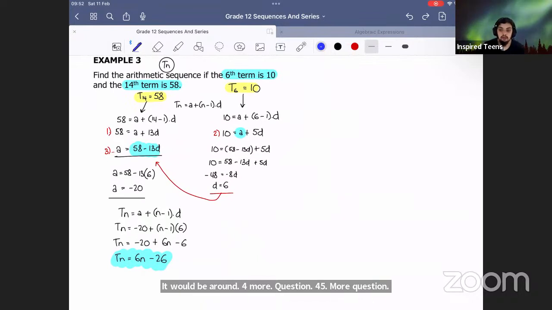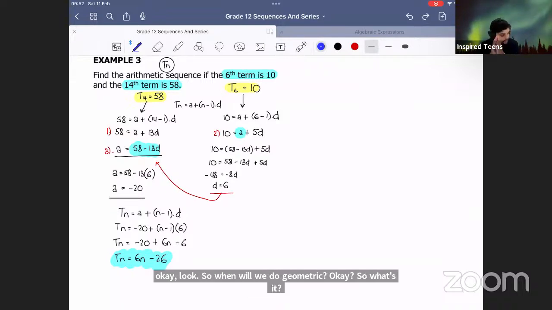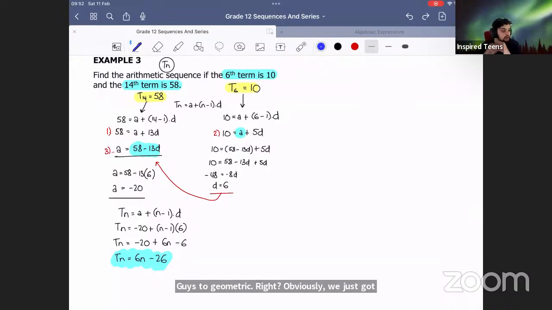So when will we do geometric? With regards to geometric, obviously we just got arithmetic done today. We're still working out our time exactly per topic. So hopefully, in the week, I'll be able to send you guys a timetable for the lessons and what topics we are going to be doing when. And we're going to start pushing. We're going to try our best to finish certain topics by a certain time.